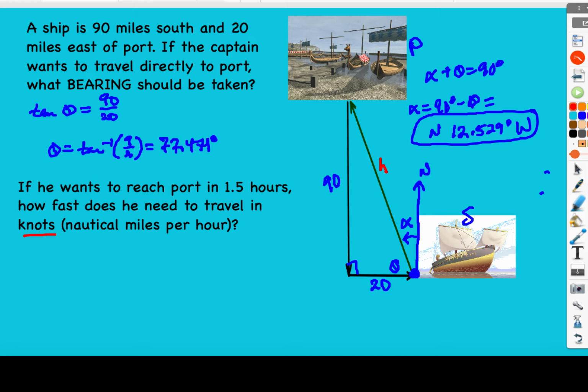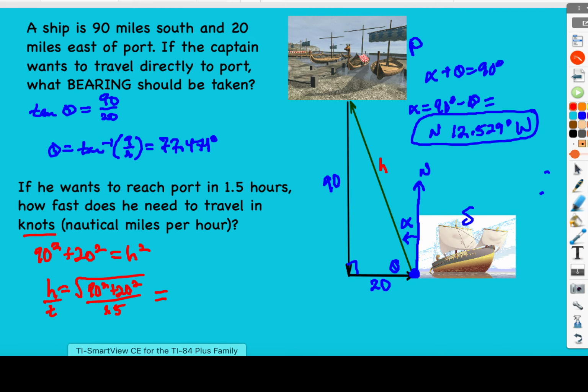So a little Pythagorean theorem, 90 squared plus 20 squared. Pythagorean theorem is still right triangle trigonometry technically. It works with right triangles. So h would be equal to the square root of 90 squared plus 20 squared. And then what we're going to do is divide that h by our hours, or by our time. So let's divide that by 1.5. And let's go ahead and hop on the calculator and we'll figure that out.